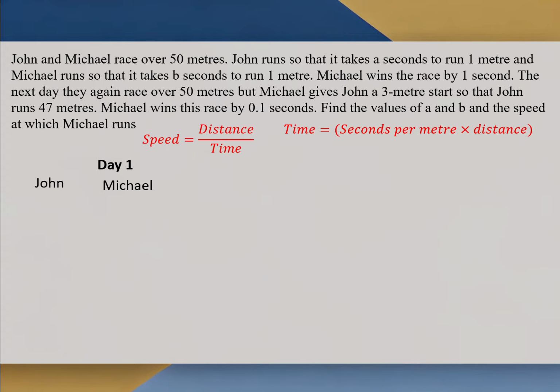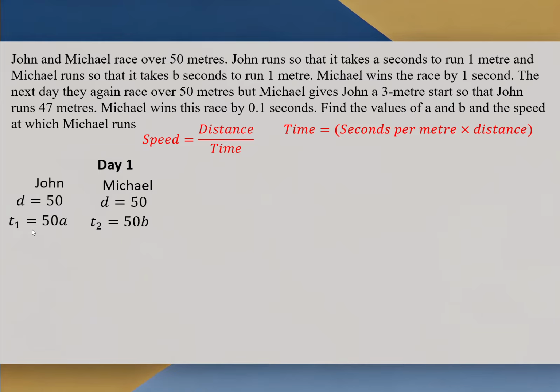So for day one, we've got two people, John and Michael. In this case, they both run the same distance, which is 50 meters. So D is equal to 50. The next thing we need to think about is time, using this formula. For John, it is A seconds to run 1 meter. So how many meters did he run? He ran 50, so it'll be 50A. Likewise, Michael is B, so it will be 50B.